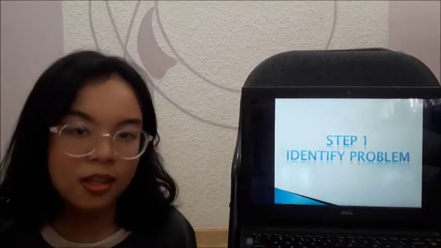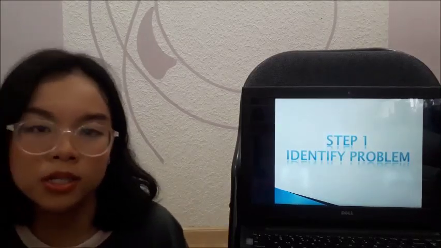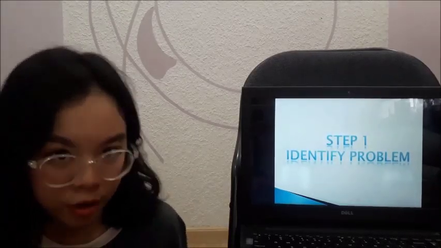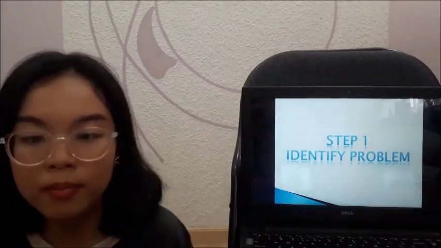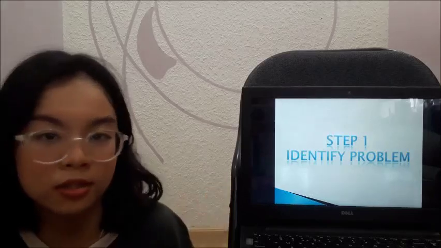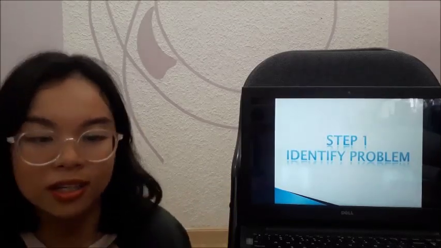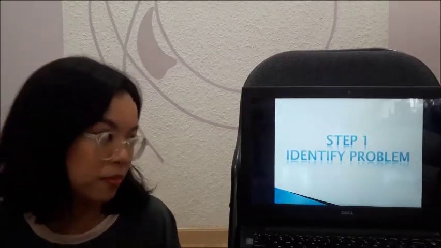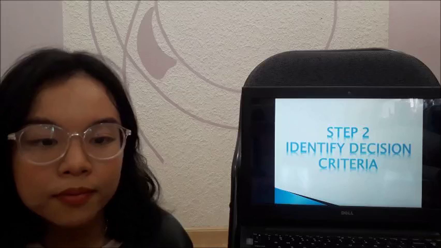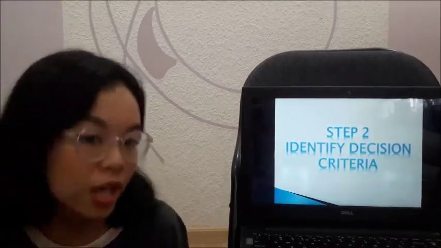In other words, it's like when you fix a car, you must know which specific parts are broken, then you can give the best solutions. And also keep in mind that problem identification is subjective, therefore it is not easy for managers to effectively identify the exact problem. And then in step 2, we have to identify decision criteria.